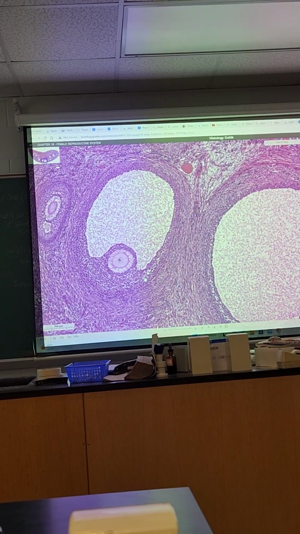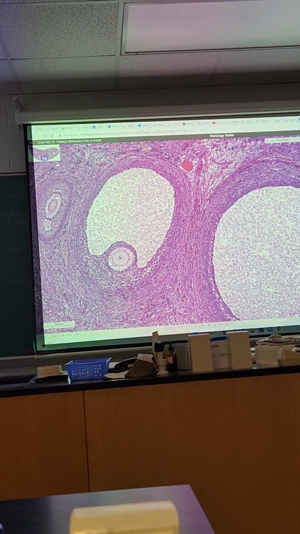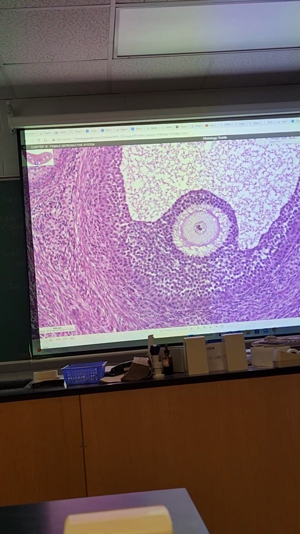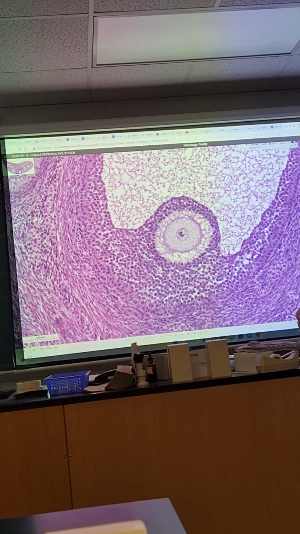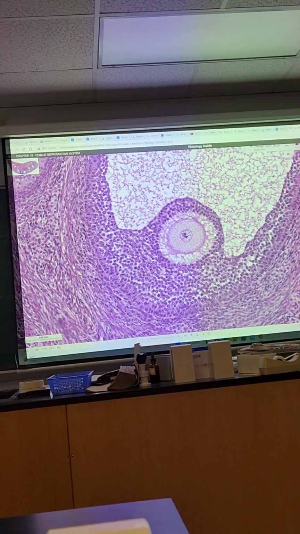Read the next question. What is the fluid-filled cavity? Oh, fluid-filled cavity, antrum. Then, what is the narrow glycoprotein layer around the secondary oocyte? Okay, so this would be the secondary oocyte membrane here, but then this is like the glycoprotein layer. That's called the zona pellucida. And that's kind of significant because what? It's an additional thing that the sperm have to chew through to actually reach the egg.